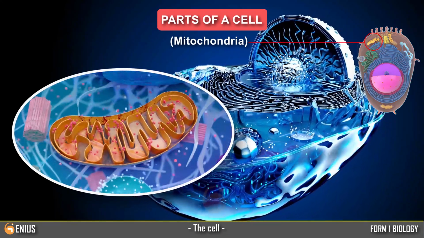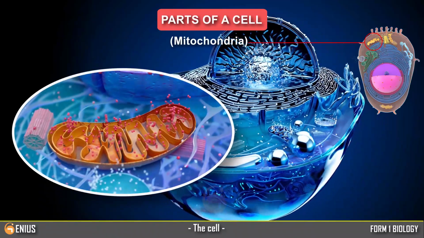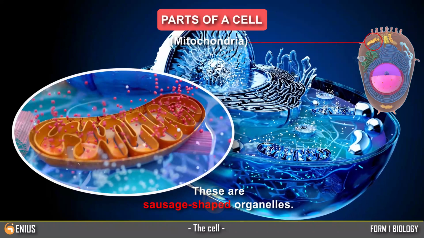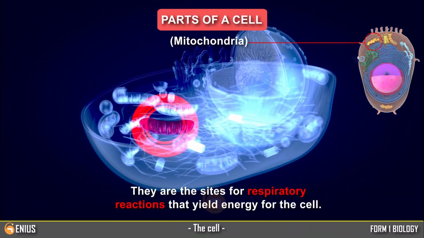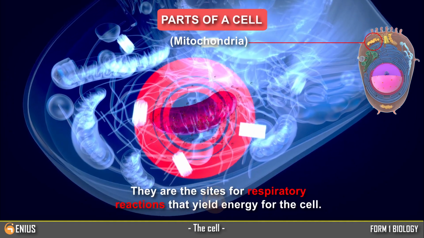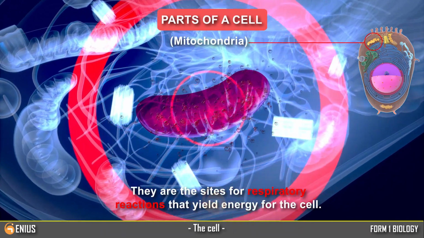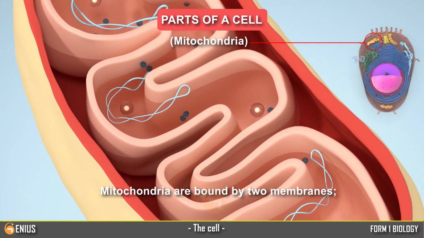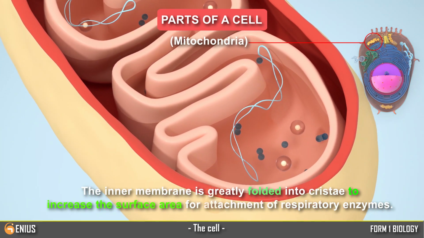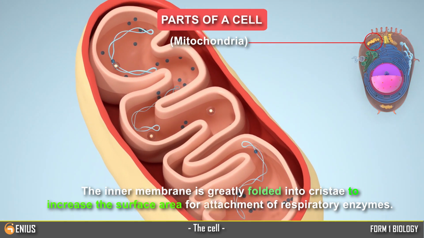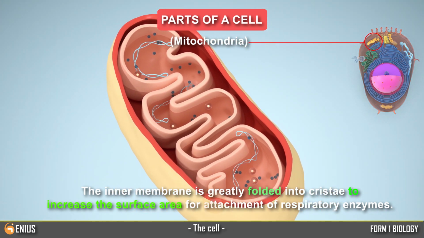Mitochondria. These are sausage-shaped organelles. They are the sites for respiratory reactions that yield energy for the cell. Mitochondria are bound by two membranes. The inner membrane is greatly folded into cristae to increase the surface area for attachment of respiratory enzymes.